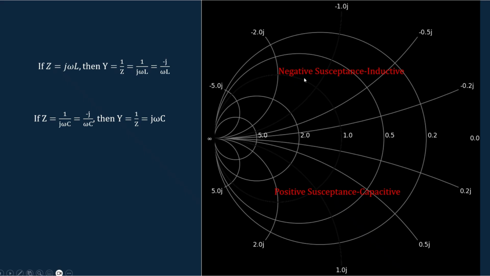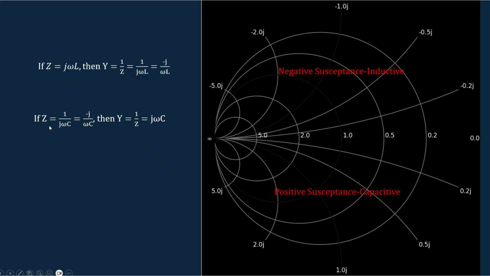Let's see how the negative susceptance corresponds to the inductive value. When we consider the inductance, the impedance is represented by Z equal to j omega L. When we consider the admittance, we take the reciprocal, 1 by Z, that means 1 by j omega L. So 1 by j is equal to minus j, giving minus j by omega L. That is why the negative susceptance shows the inductive value, and that is what we are seeing on the top portion.